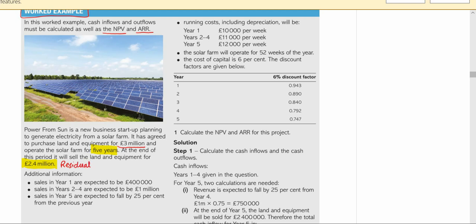Okay, it means the investment which we will recover at the end of 5 years. So we invested 3.3 million, but at the end of 5 years we may recover 2.5 million from our investment.